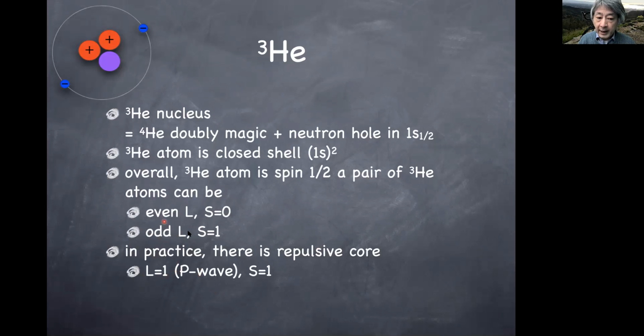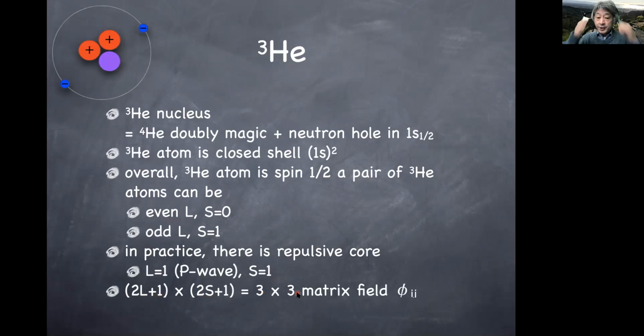But we learned that odd L would require S equals 1. So that's a spin 1 configuration. Then you add orbital angular momentum 1 to total spin 1, and you have 9 possibilities here. 2L plus 1 is 3, 2S plus 1 is 3. Then you have 3 times 3, 9 possible configurations.